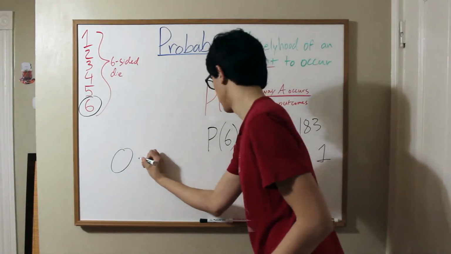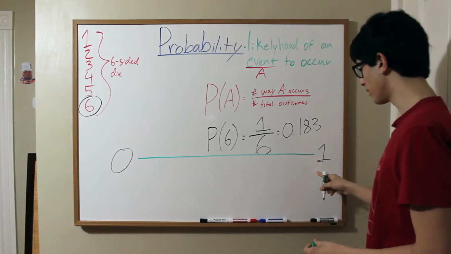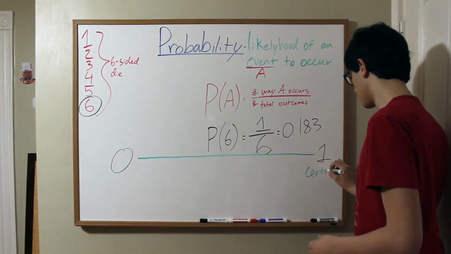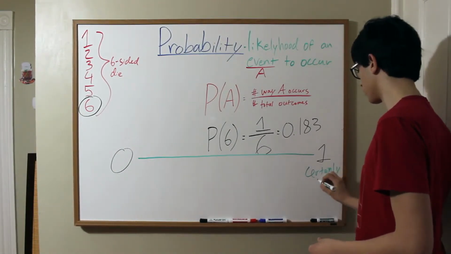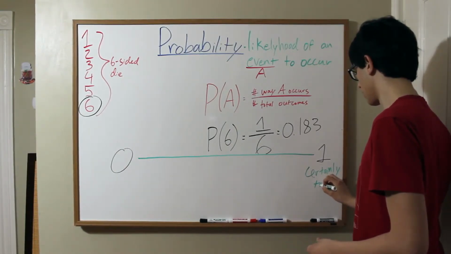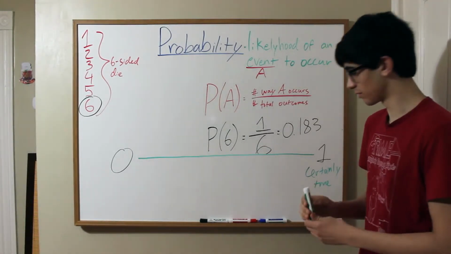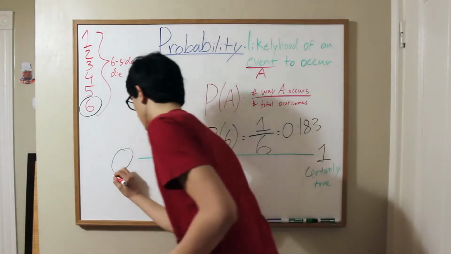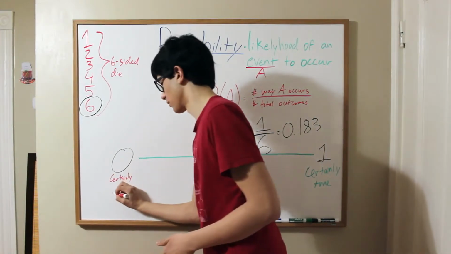These decimals can be any number within the scale. And 1 is a certainty. In fact, the event is certainly true. Whatever our event is, it is certainly true. Whereas 0 as a decimal is the opposite. Certainly false.